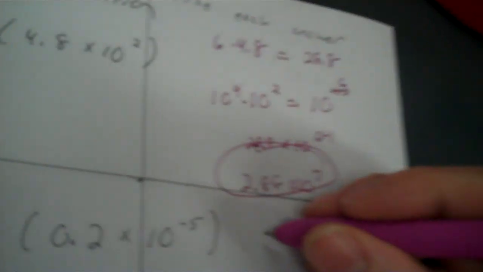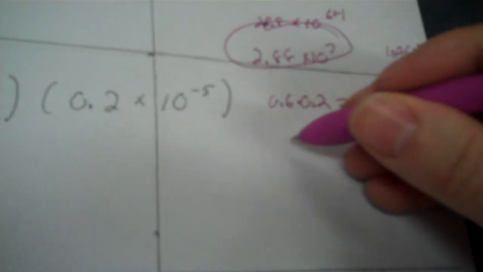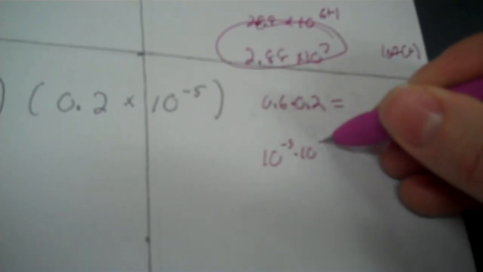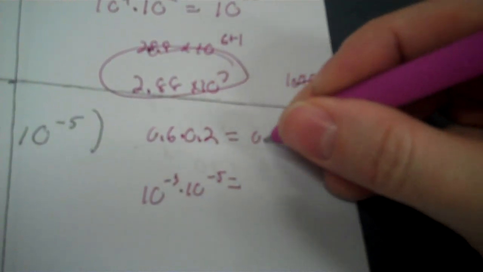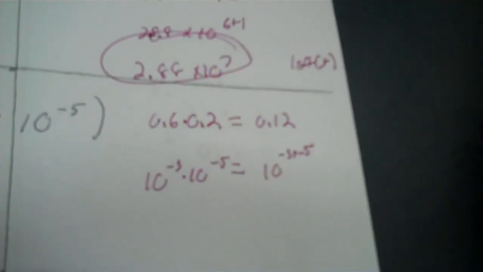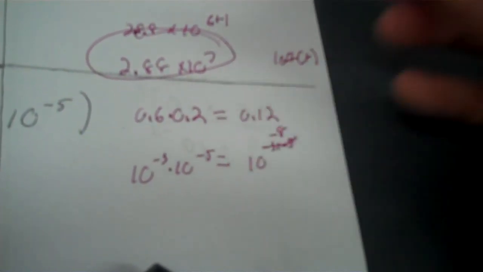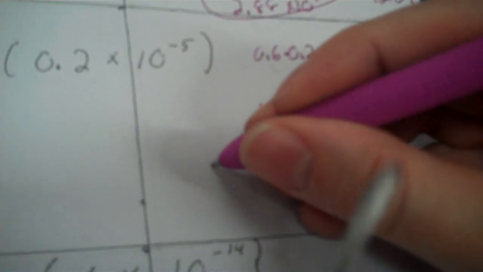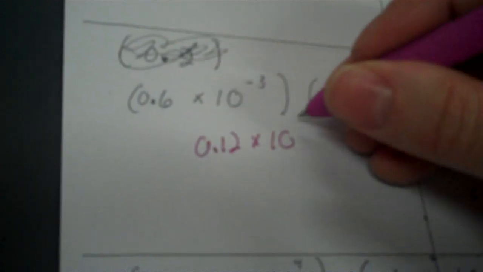Okay, we're going to do 3 more. So I take the 0.6 and multiply it by the 0.2. And then after I'm done with that, I'm going to take 10 to the negative 3rd times 10 to the negative 5th. 0.12. Now remember, with the 10s, you add the powers together. Okay, that's how you multiply exponents, adding the powers. That's negative 8. So write 0.12, actually go over here, sorry, 10 to the power of negative 8.